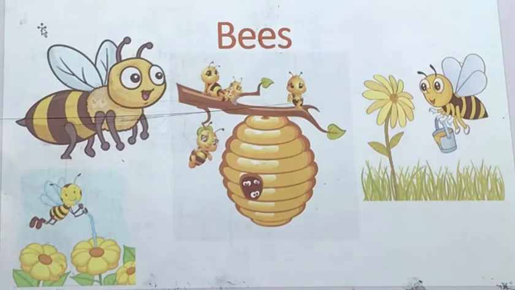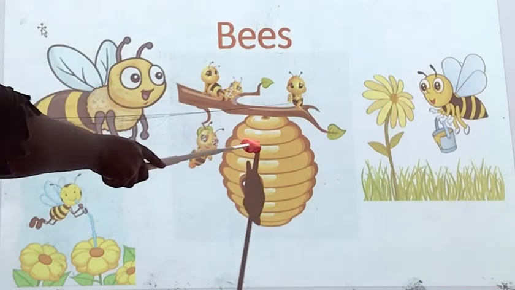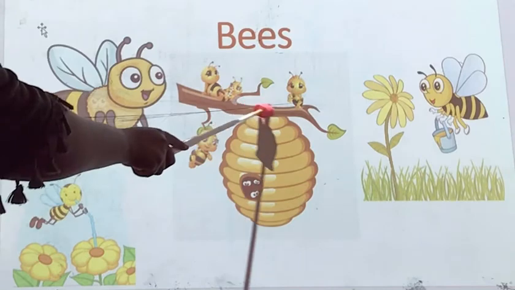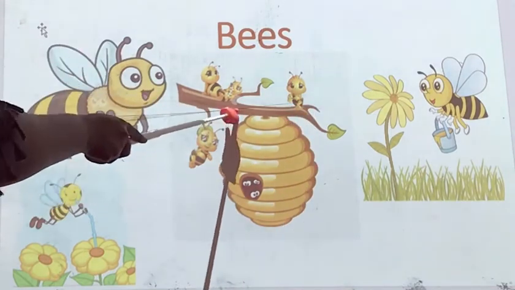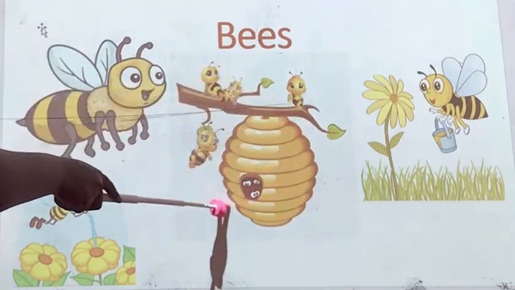Very good. Now, the bees live in a hive with many other bees. This is the bee hive. You can always see bees on branches. They create their bee hives there, and they live with many other bees.